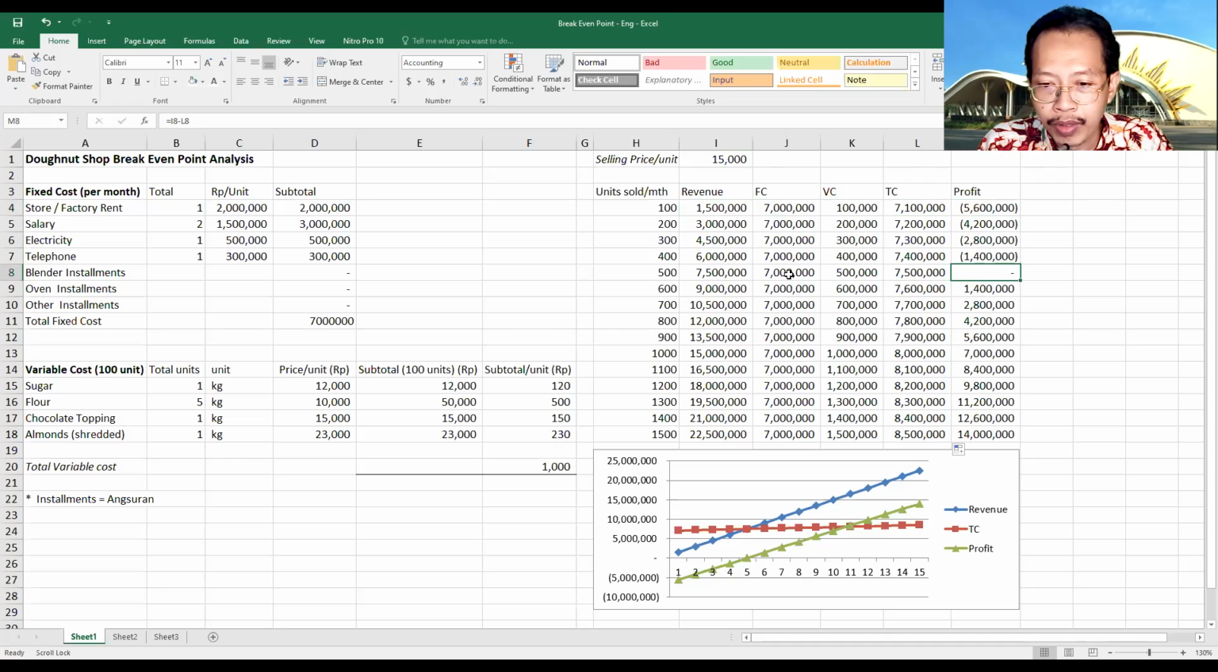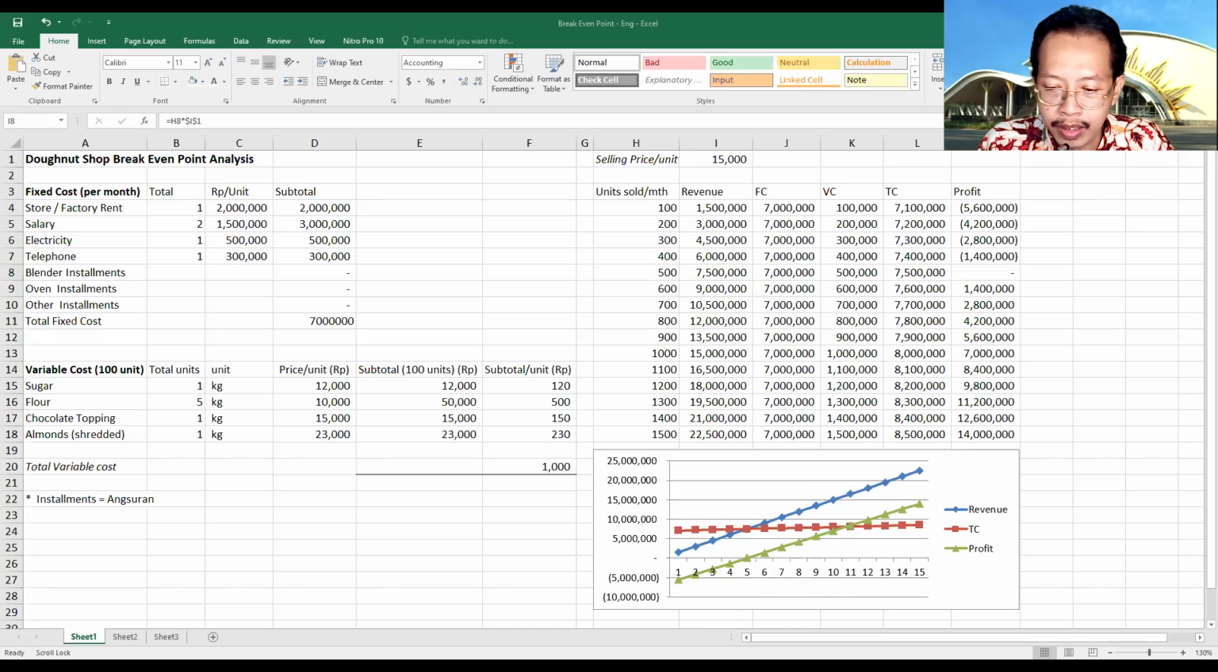The break-even point is when you sell 500 units, 500 donuts a month, or you sell donuts worth 7.5 million, and it's reflected here. So you can see here, this is the total cost. This is the revenue, and then you would be getting the break-even point here.